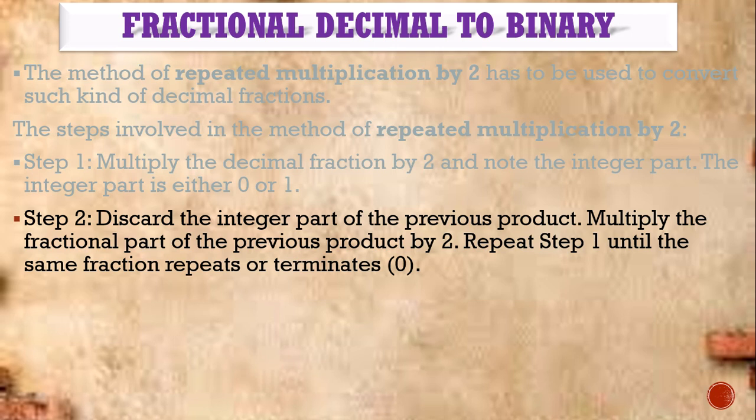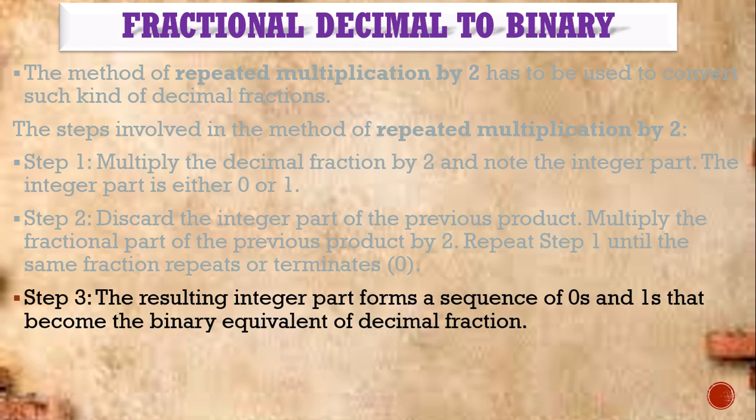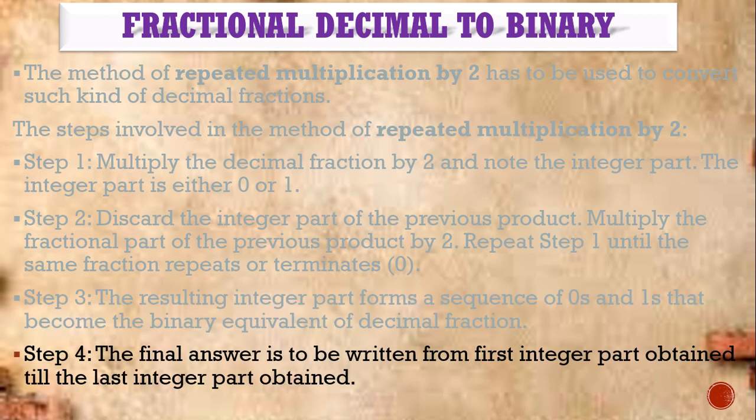இந்த process எது வரைக்கும் repeat ஆகும்னா, same fractional part வர வரைக்கும் நம்ம இந்த process continue பண்ணுவோம், இல்லை 0 வர வரைக்கும். Sometimes it keeps on going on. So அது போயிட்டே இருக்கும், நம்ம indefinite போயிட்டு இருக்கும்போது we can stop with it. The resulting integer parts form a sequence of zeros and ones that becomes the binary equivalent of the decimal fraction. So நமக்கு 0 and 1 வர integer part தான் binary value. The final answer is to be written from the first integer part obtained till the last integer part obtained.